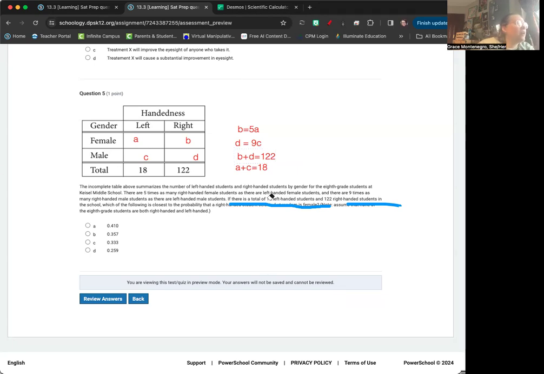Now, this is where I think we can cut out a step. We don't need to know A and C. We just don't. Remember, I drew this box at the beginning. We need to know B and D. So let's use this, but we might need A and C in order to find it out.